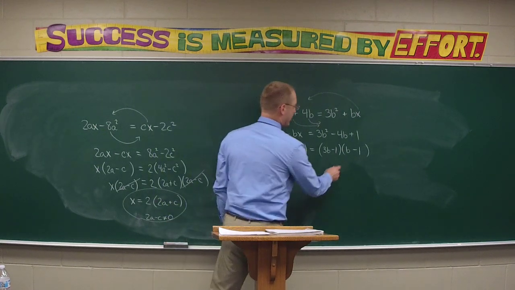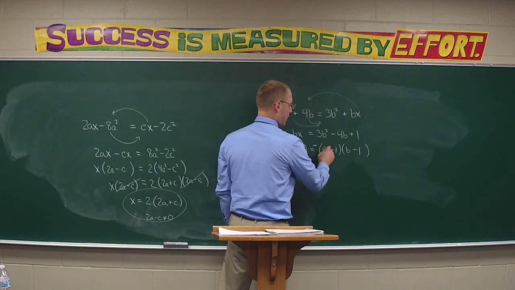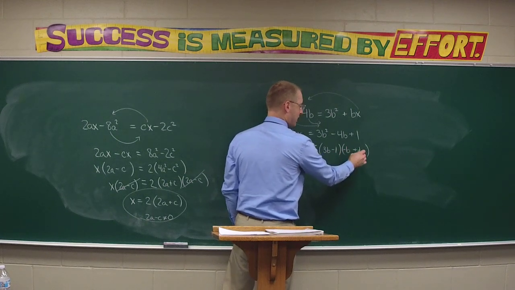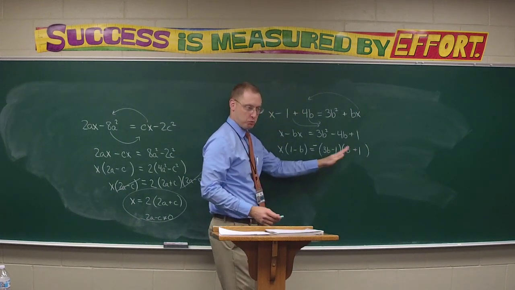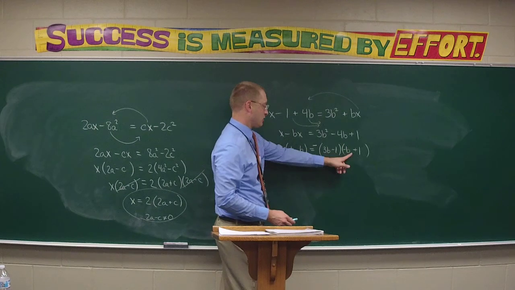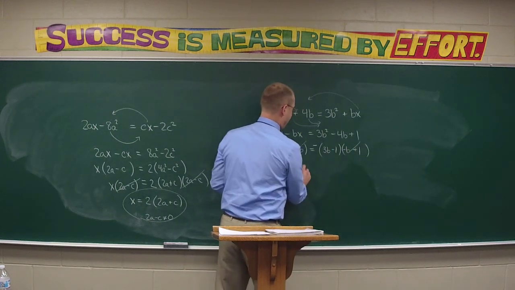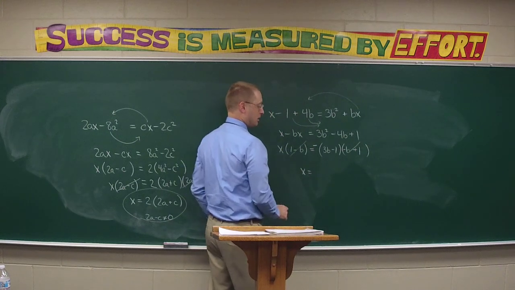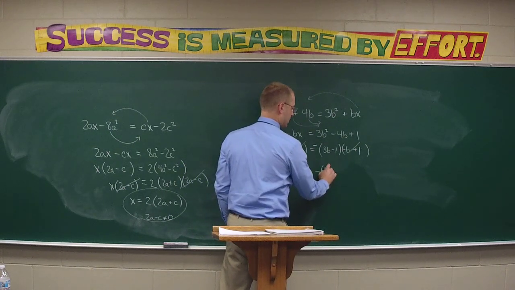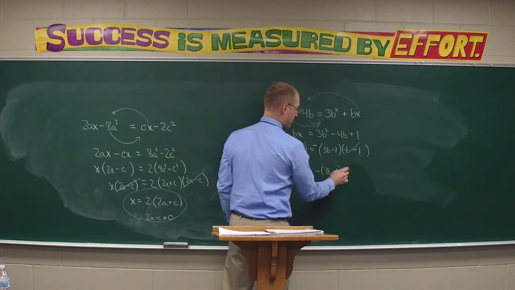If I were to pull out a negative and pull it all the way to the front, that could make this negative and that positive. Remember, you don't affect the negative to both, just one or the other. Now I can cancel the negative b and the negative b. So my answer for x ends up being negative 3b plus 1.